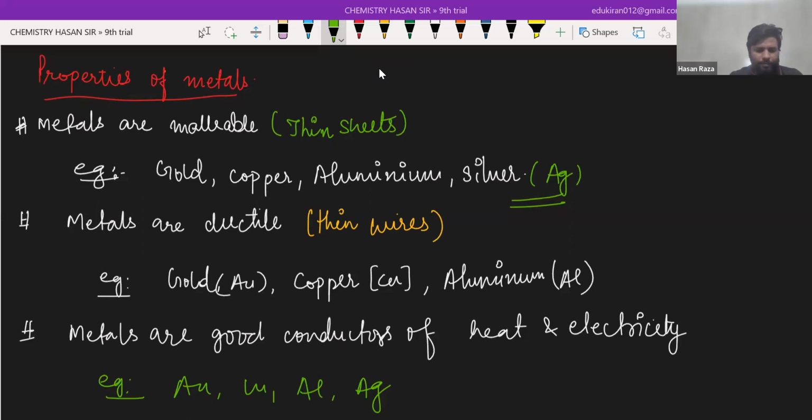Actually, sir, we have four. Can you tell me which one is the fourth one? We have Matter in Our Surroundings, Chapter 2 is Is Matter Around Us Pure, Chapter 3 is Atoms and Molecules, and Chapter 4 is Structure of the Atom. Okay.